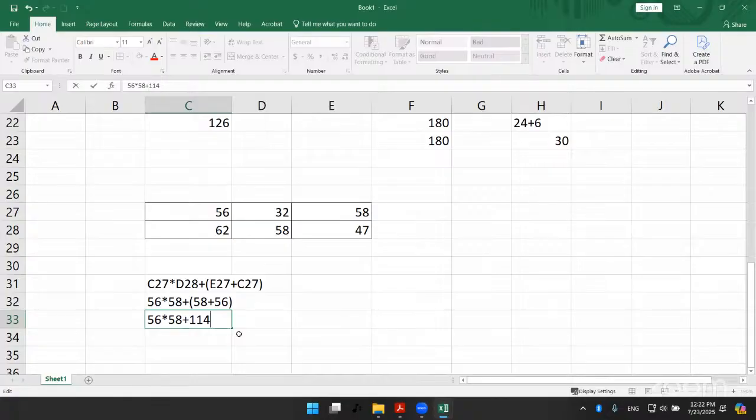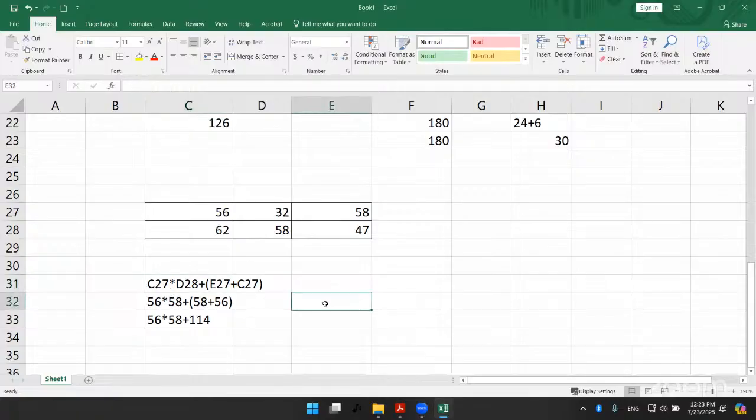Then there is a hard part. We have to multiply these two, 56 by 58, and then we can add these two. Let's see the answer. 3362 will be the answer. So here you need to remember we can give the operators within reference to cells. We can use cells and give the answers with operators. So this is another method you will have.